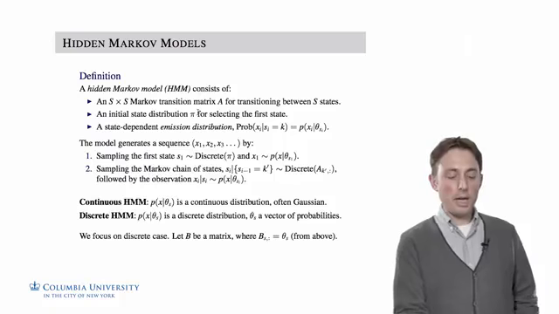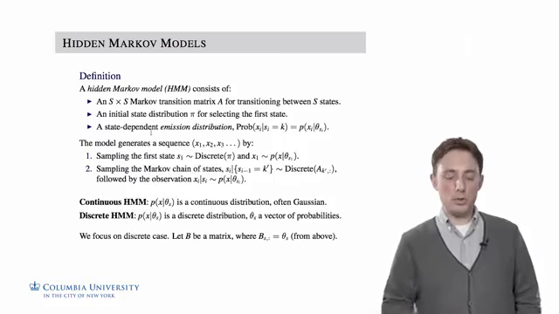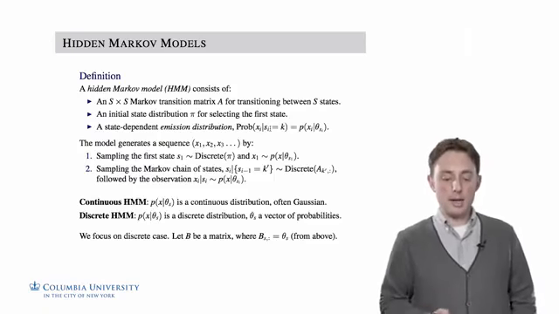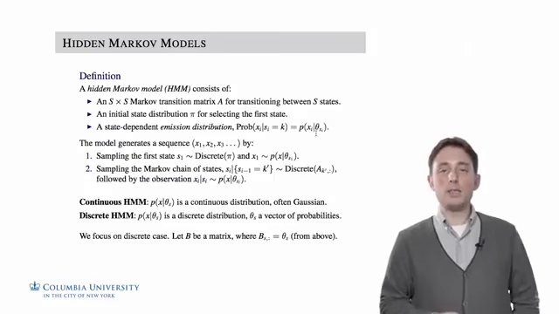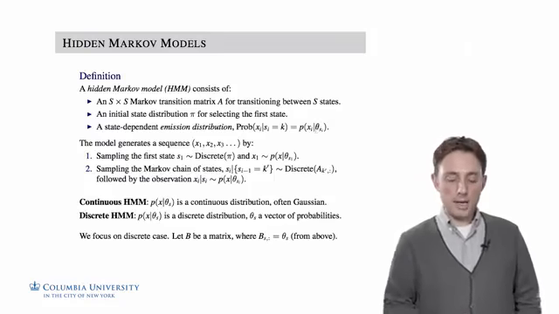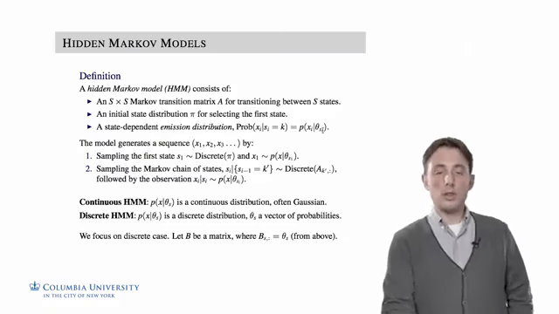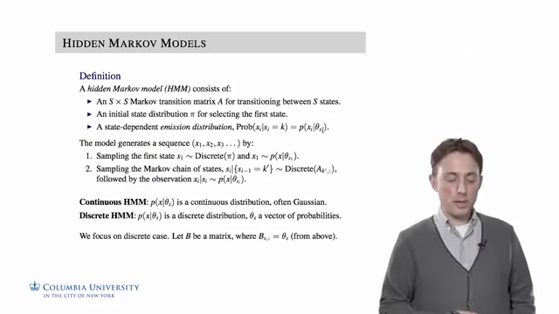And then finally, we have a state-dependent emission distribution. So that's the probability distribution on the observed data at time i, given that I'm in state k at time i. So that's this distribution: some density p of x_i given a parameter indexed by the state s that I'm in at time i. So these are the three different parts of the HMM.